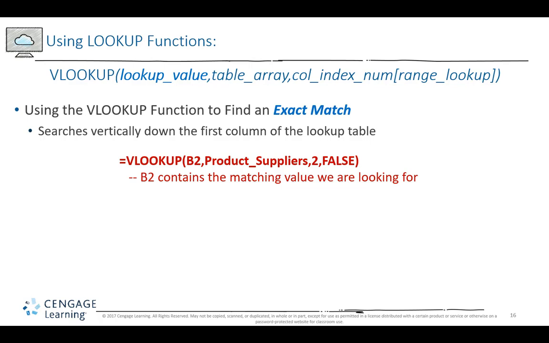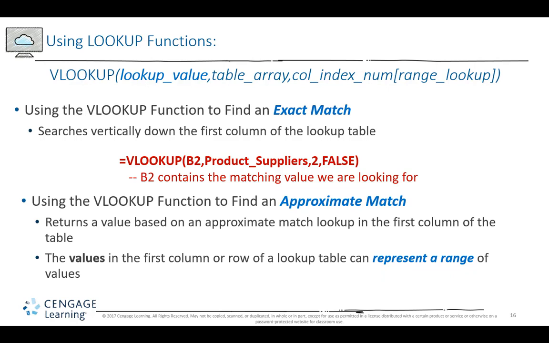So we will be searching down the first column of the product suppliers table for a match to the cell value that resides in B2. The third input here, number 2, tells us that we will be pulling out the value in the second column as the result if we find a match. False indicates that this is an exact match. So the contents of cell B2 needs to exactly match a value in the product suppliers table first column.